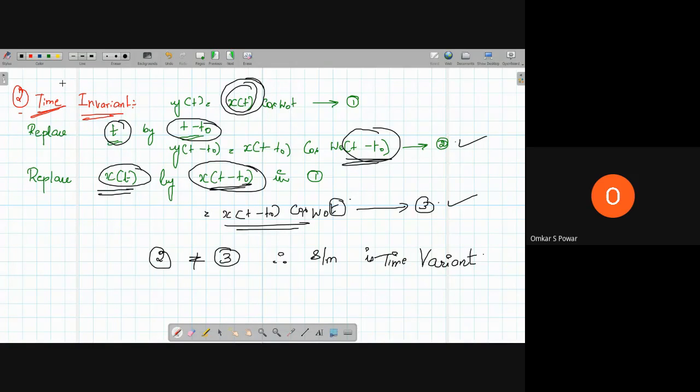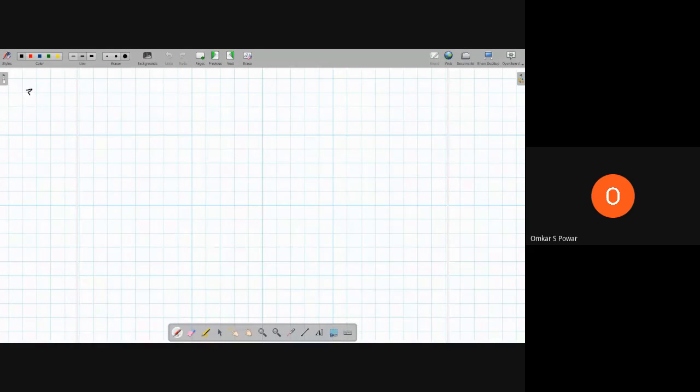So we have seen the linearity property. We have seen the time invariant property. So what is left? Stability, memory and causal. So let us go to stability. Now your given question is y of t is equal to x of t into cos omega naught of t. So when I was explaining to you about stability, what did I tell?